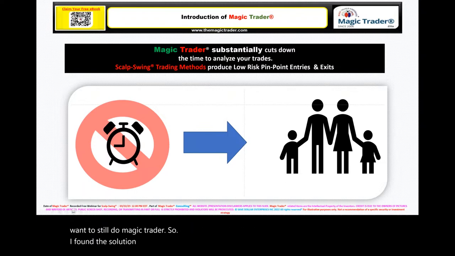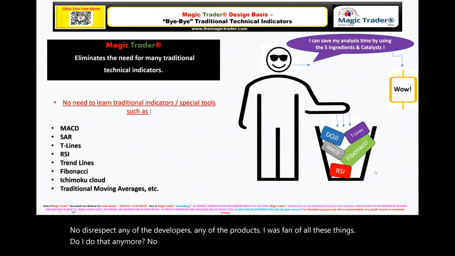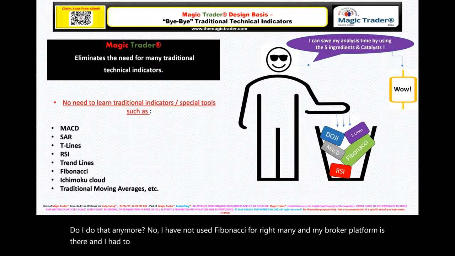And many of you may have the same problem, so you have to decide what you want to do. Now, no disrespect to any of the developers or any of the products. I was a fan of all these things. Do I do that anymore? No. I have not used Fibonacci for many years. My broker platform has it, and I'll have to remove it, but I don't use them in real practice at all.